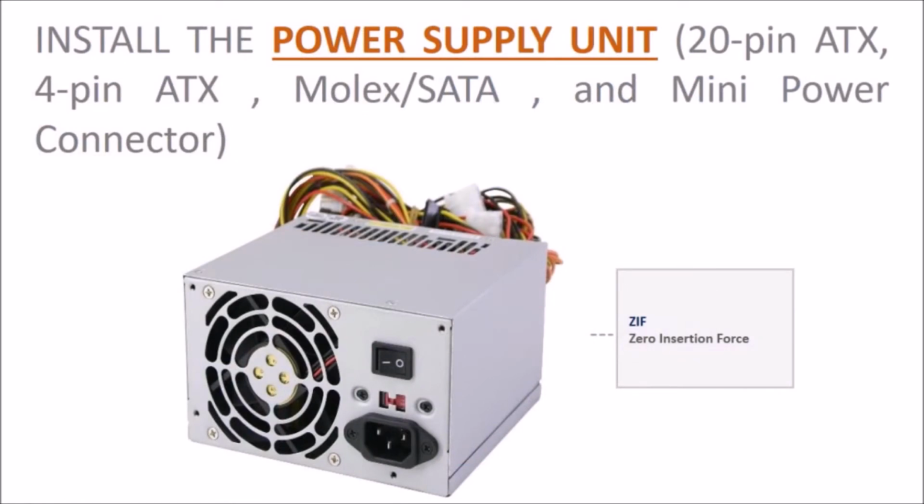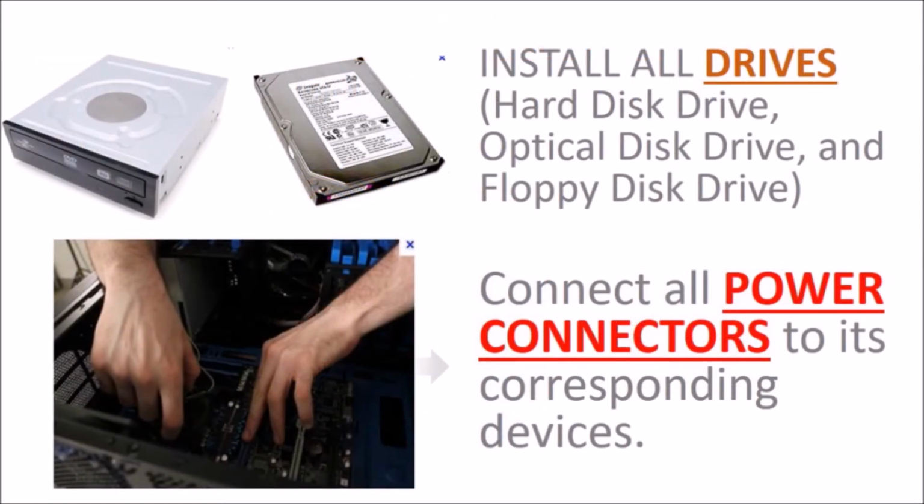And then after that, you need to install the power supply unit. Just set aside first all the connectors like the 20 or 24 pin ATX power connector, the MOLEX, the SATA, and mini power connector. By the way, the mini power connector is dedicated for floppy disk drive only. After you install the PSU or the power supply unit, you need to install now all the drives like hard disk drive, optical disk drive, and floppy drive.